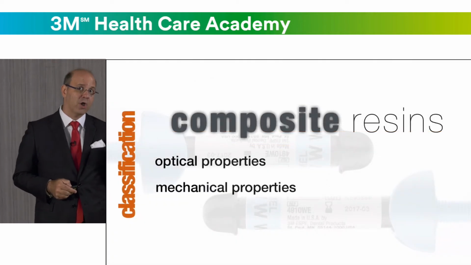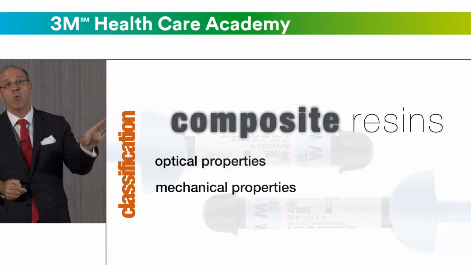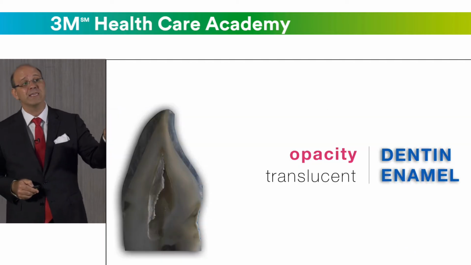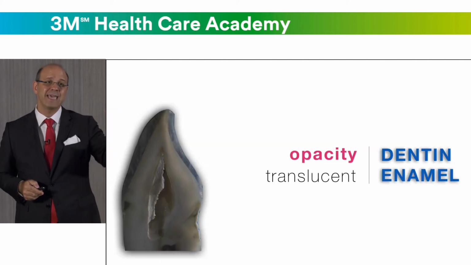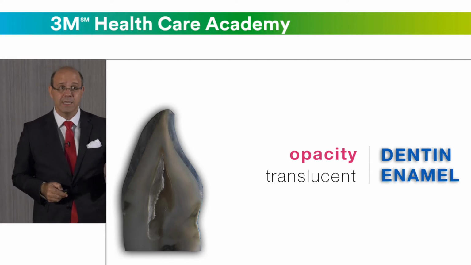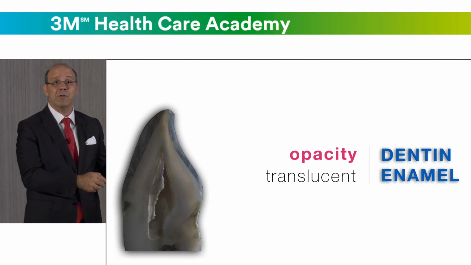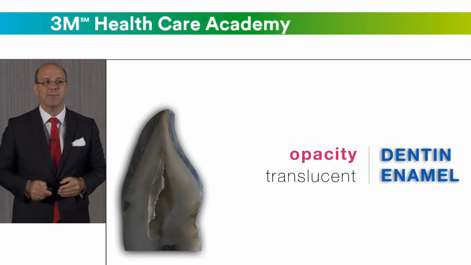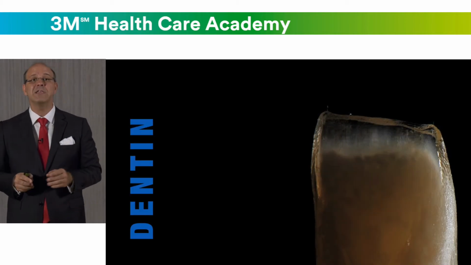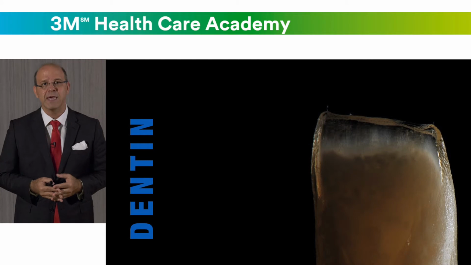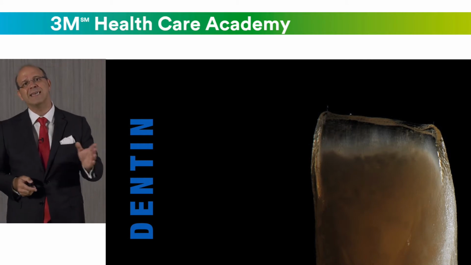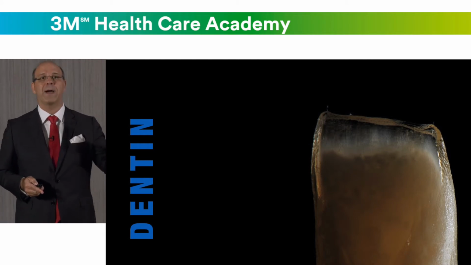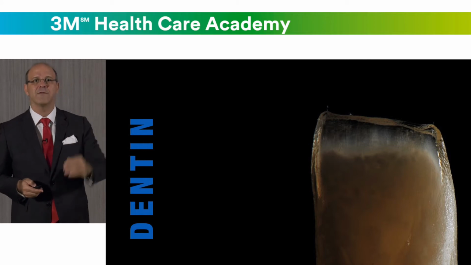If I look for the optical properties, what I want to replicate is what I have in the natural tooth, dentin and enamel. With that, I can choose my enamel and my dentin composite resins, and use them in my restorations. But if I look inside of the dentin of our natural tooth, the dentin is not only opaque. The dentin has different kinds of opacities.